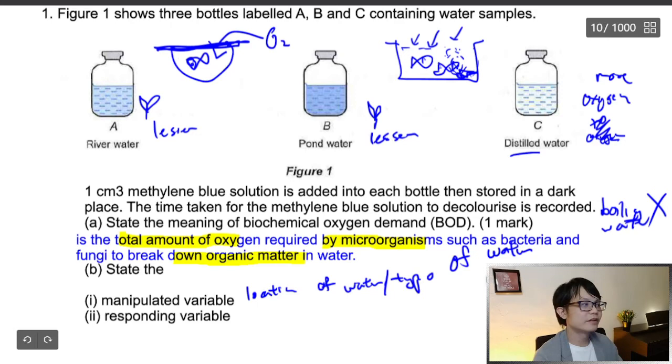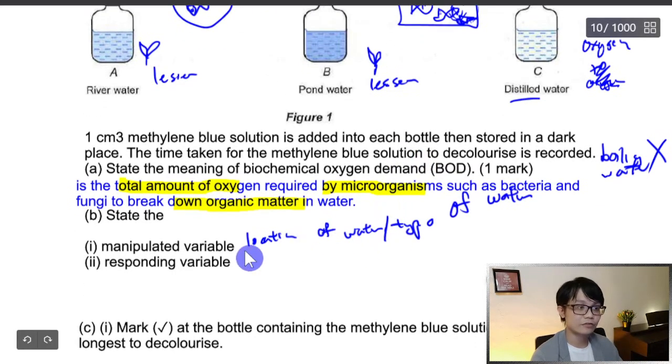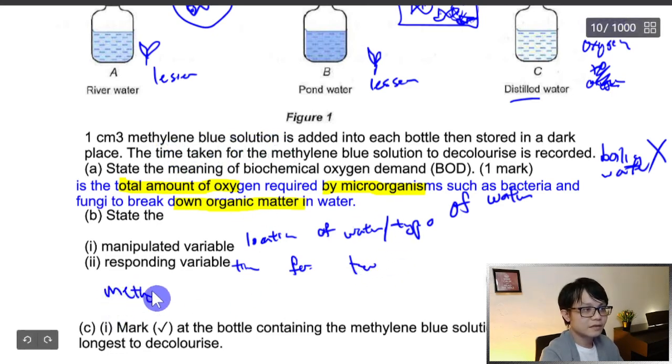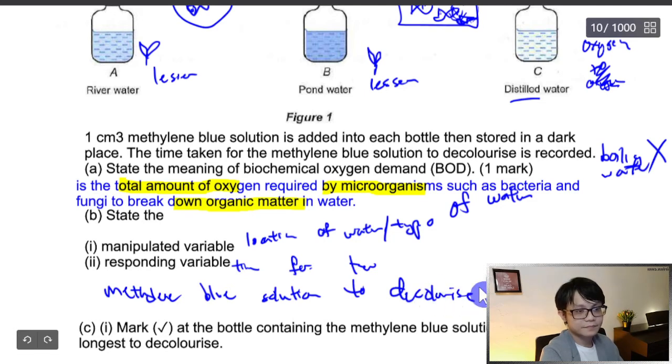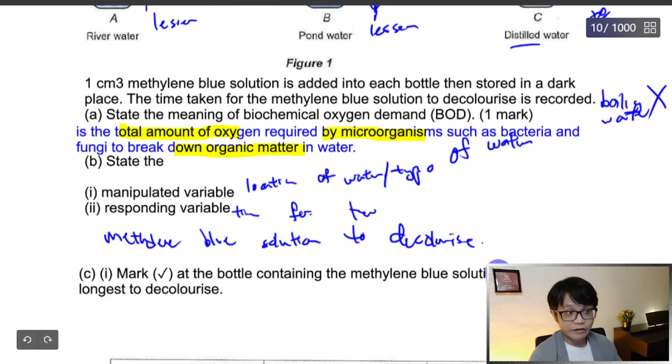And then the responding variable is the time taken for the methylene blue solution to decolorize. If it decolorizes more slowly, means got more oxygen. If it decolorizes faster, means got less oxygen. Okay, there's something that you need to know. So the responding variable is the time for the methylene blue solution to decolorize. Okay, so this will be the responding variable.